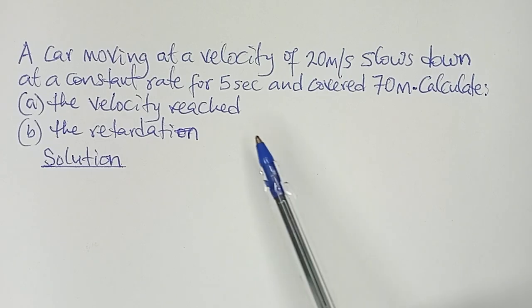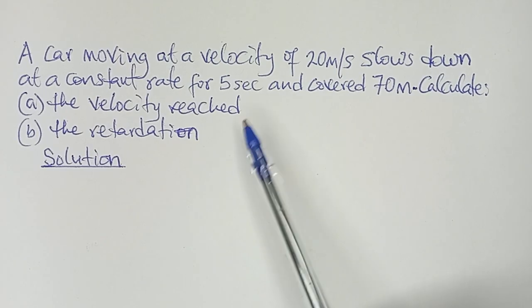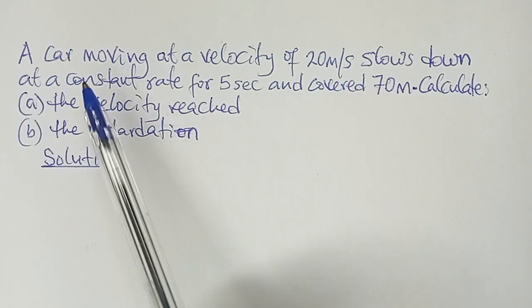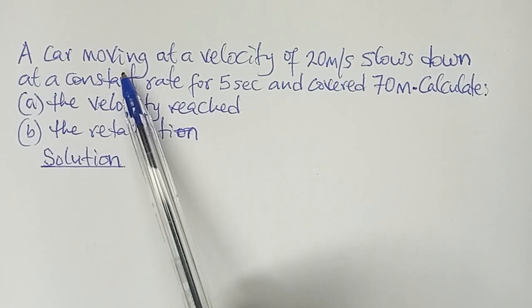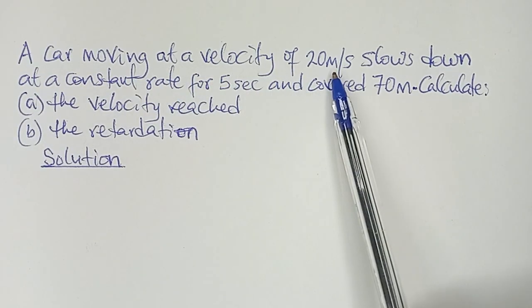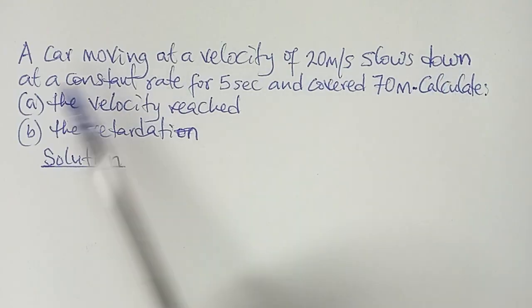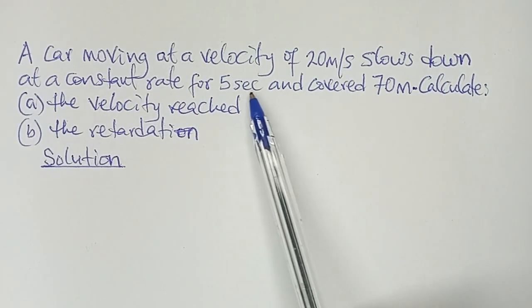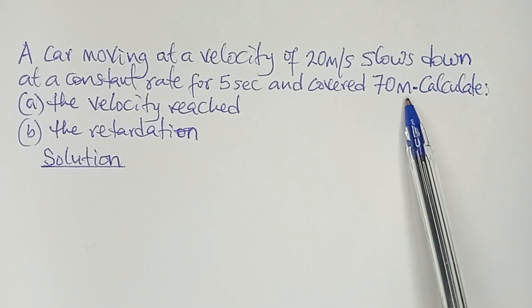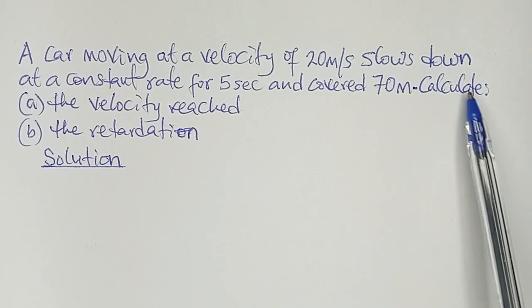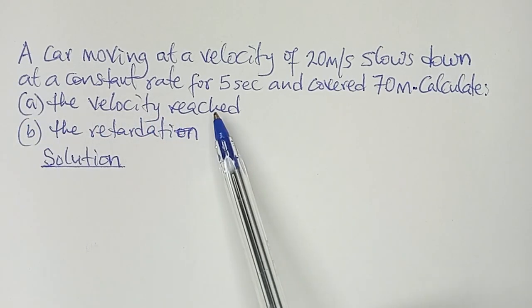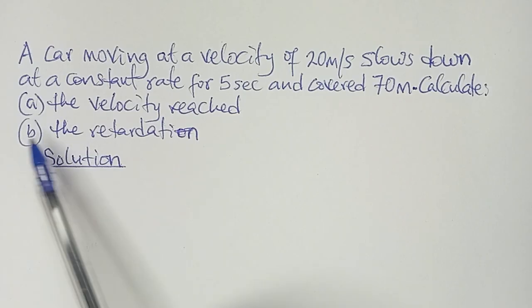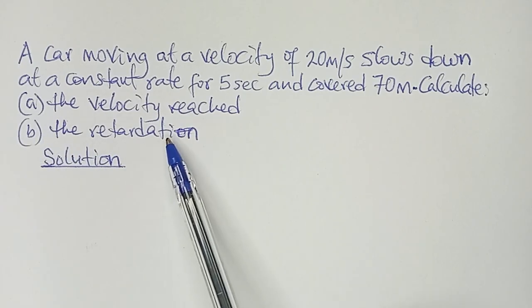Hello, you are welcome. Now, the question here under motion says that a car moving at a velocity of 20 meters per second slows down at a constant rate for 5 seconds and covered 70 meters. Calculate A, the velocity reached, and B, the retardation.